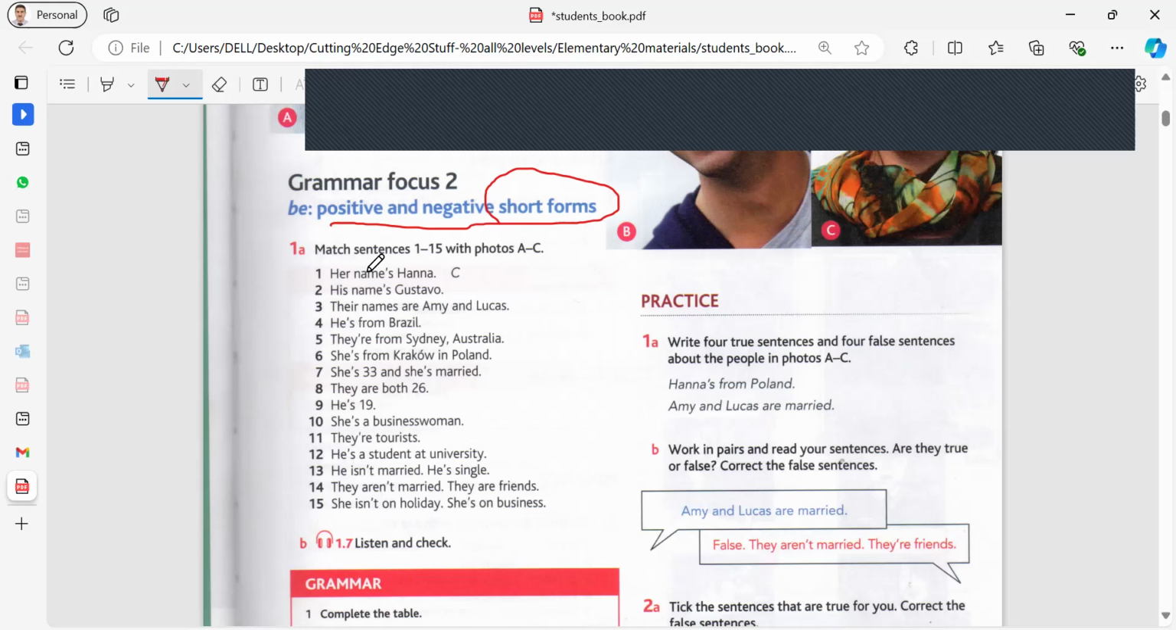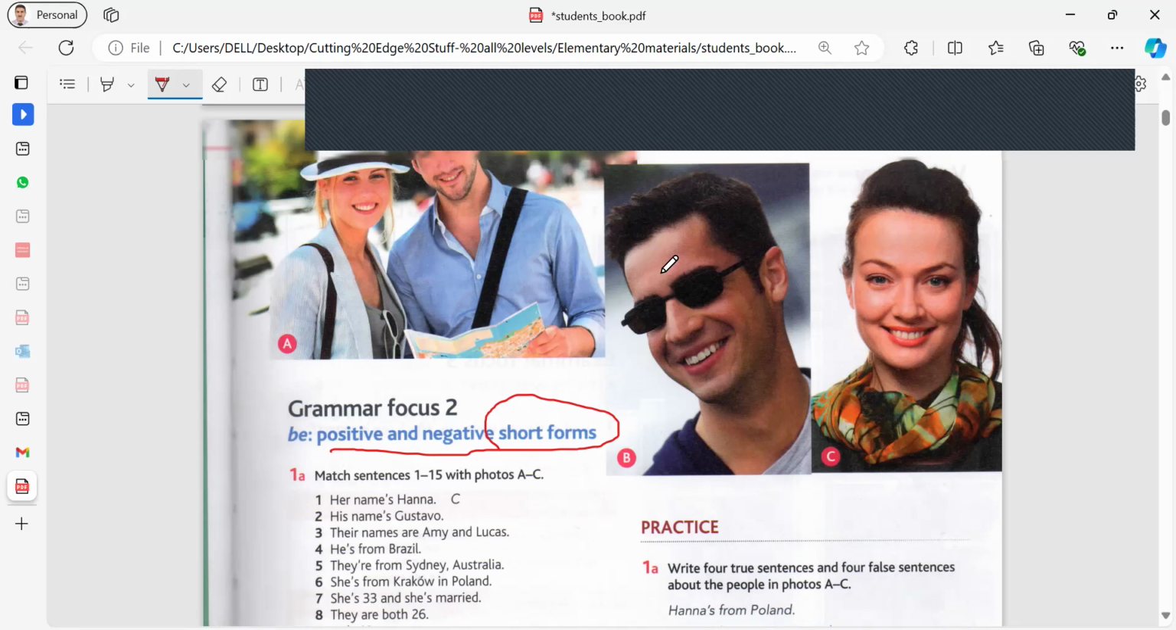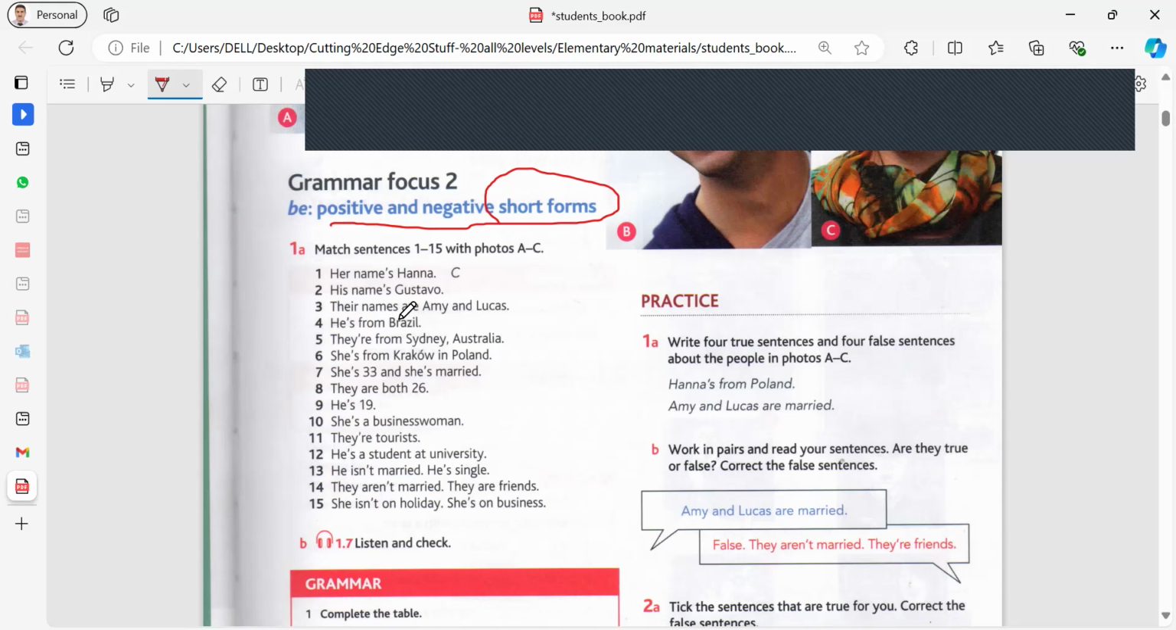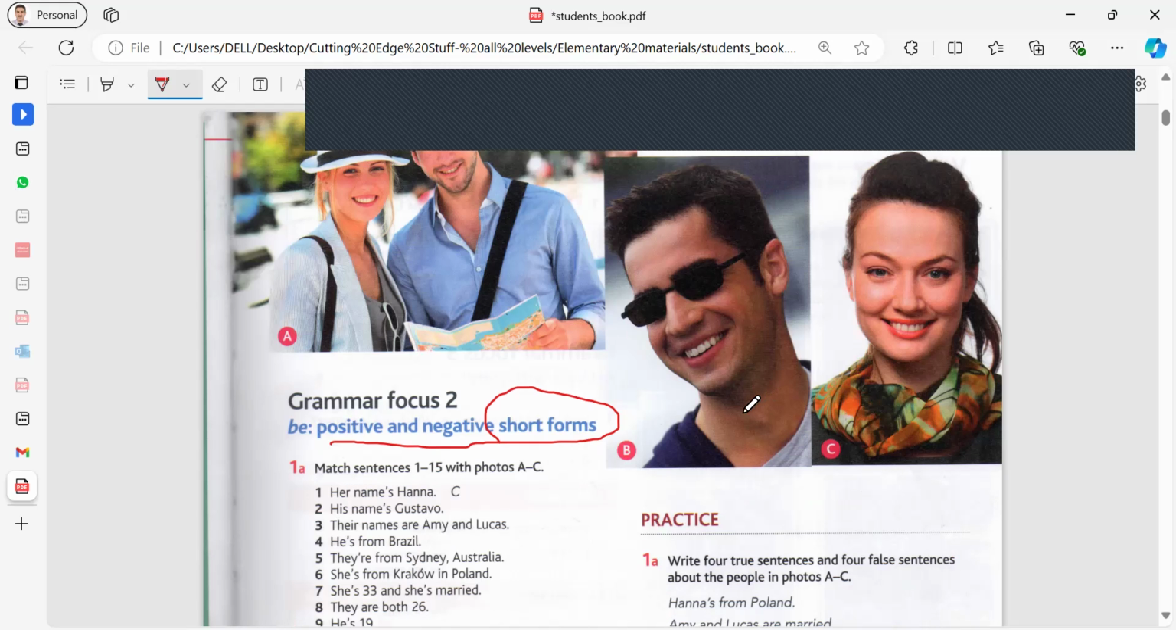Okay? So here, can you please, Jude, match sentences 1 to 15 to photos A, B, C. You have three different photos. Okay? So her name is Hannah. Her name is Hannah. Which one? Which picture? What do you think? It's done, by the way. See. So this girl, this lady, is called Hannah.